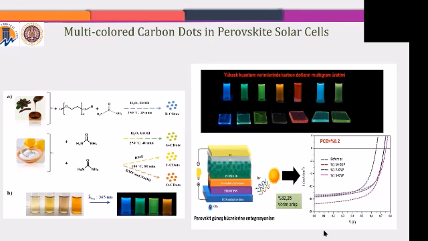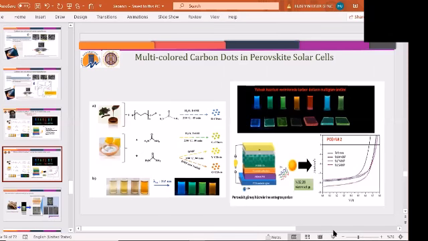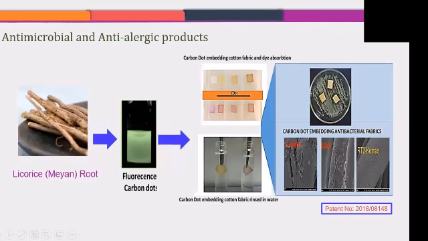So, okay, I'm going to finish soon with this one. So I will just give 5 more minutes for explaining one more study, that antimicrobial and anti-allergic systems. So you know licorice, meyan in Turkish. So it is an antimicrobial material. So friends from a textile industry ask us if we can have anti-allergic or antimicrobial studies.